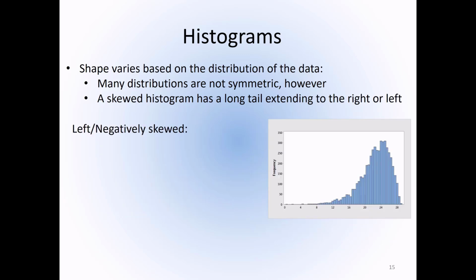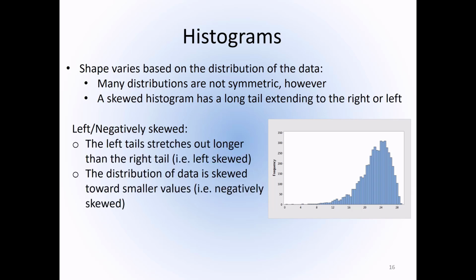Oppositely, left skewed data tends to have more smaller values, or potentially negative values, and that tail stretches further off to the left. So in this particular case, our peak is somewhere in the neighborhood of 24, and the tail to the left is much longer and stretched out than that to the right.